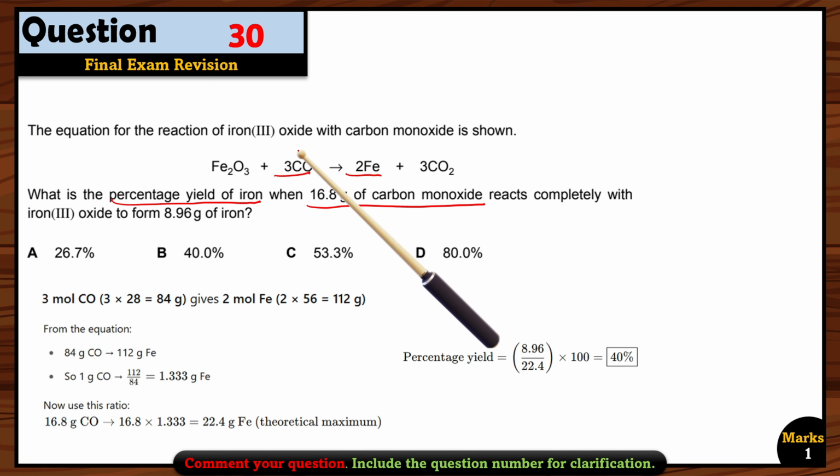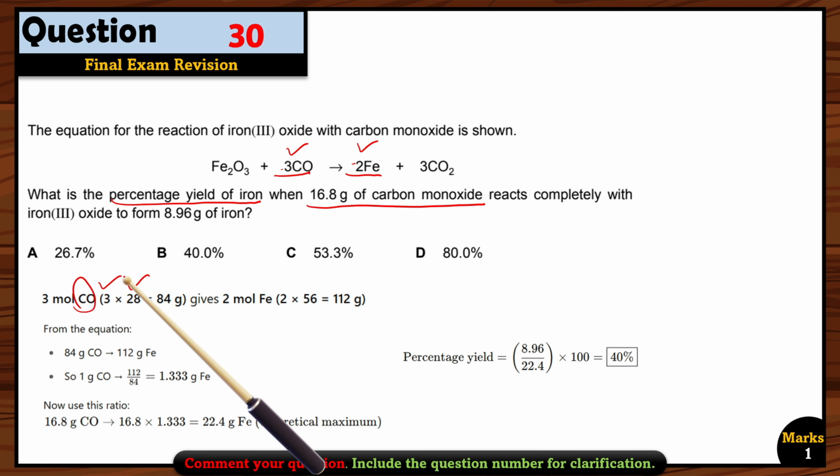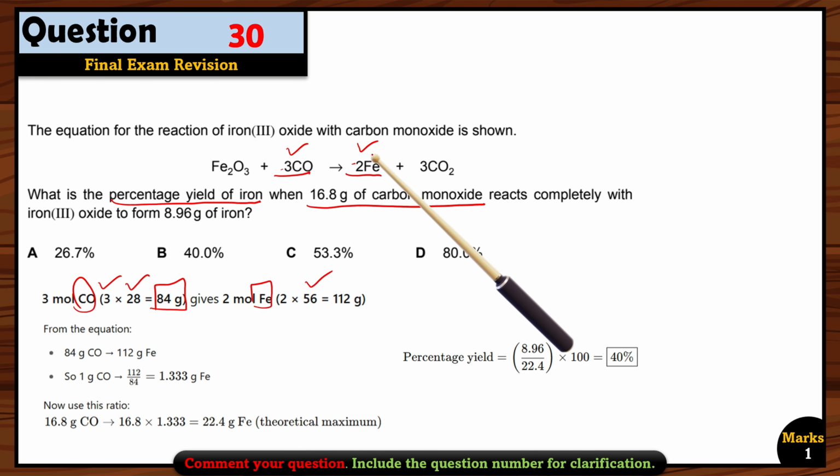So if you see, 3CO are producing 2Fe, right? So simply you have to find their molar masses. First we have to find the molar masses. The carbon monoxide mass is how much? 28, right? 28 into 3 is 84 grams, right? And for Fe, what will be the molar mass? 56 is the mass of the iron, right? But we are getting 2 moles.